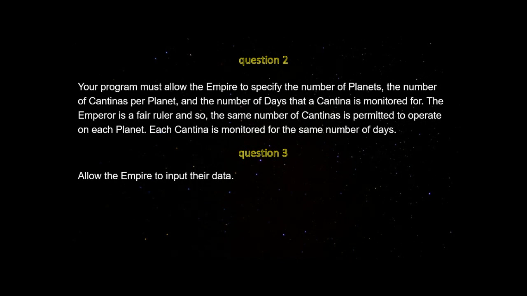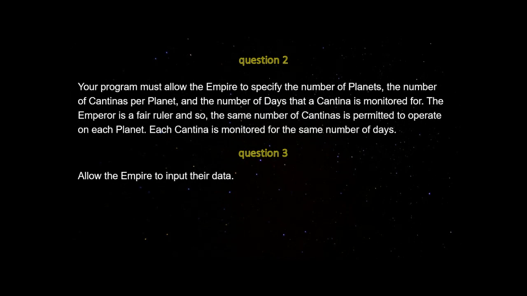The emperor is a fair ruler, and so the same number of cantinas is permitted to operate on each planet. Each cantina is monitored for the same number of days. So you see, simple. Keep it simple. Everything is the same. And what does question 2 actually want you to do? It's there to tell you to go back to question 1 and make sure your information is still consistent. And by the way, when you declare your variables for dimensions, make sure there are 3 variables for the dimensions.